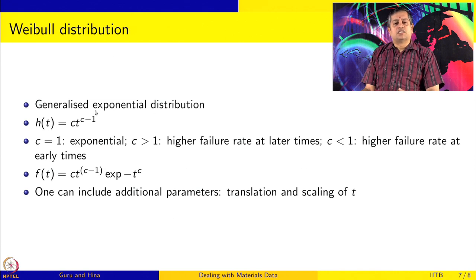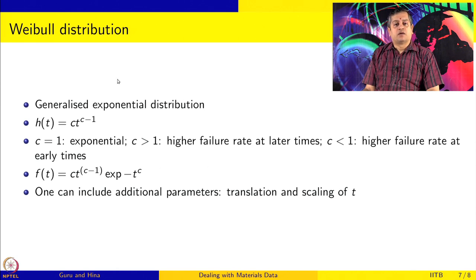Weibull distribution is a generalized exponential distribution. We have already worked with Weibull distribution, and in this case the hazard function is c t power c minus 1. And if c is 1, it is the exponential distribution. If c is greater than 1, you expect higher failure rates at later times, and if c is less than 1, you expect higher failure rates at early times. And the probability distribution function is c t power c minus 1 exponential minus t to the power c. And you can include additional parameters such as translation and scaling of t.